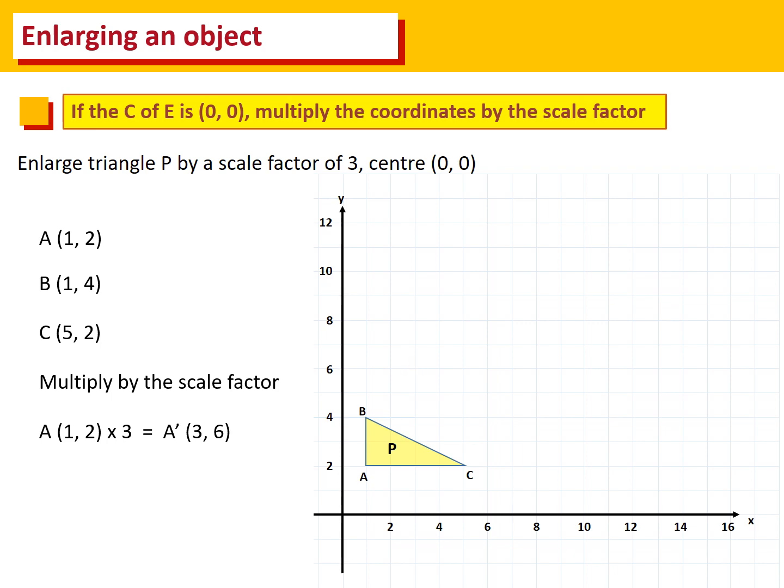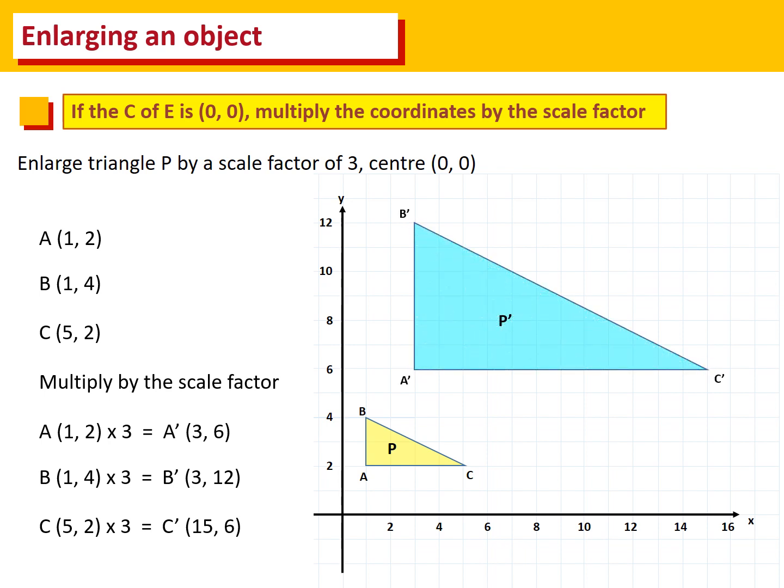So now we plot 3, 6, which is the coordinate of A dash, and then we repeat that for point B. Multiply point B by 3, and we end up with 3, 12, which are the coordinates of B dash on the image. And finally, multiply the coordinates of point C by 3, that gives us 15, 6, which is C dash on the image. And because P was the letter we chose for the object, P dash is the letter we'll use for the image.